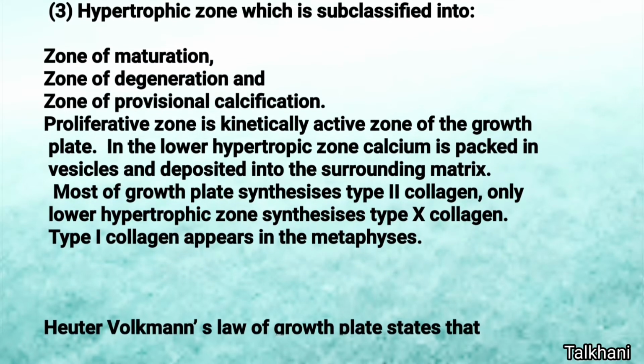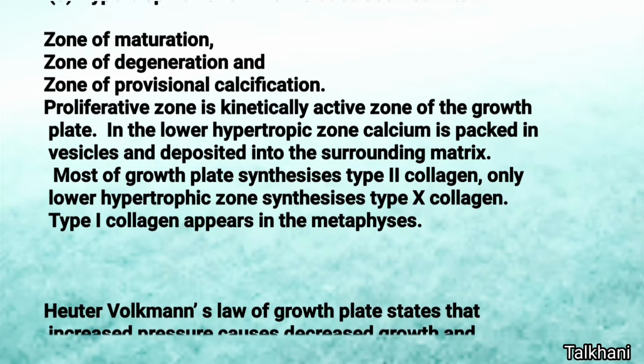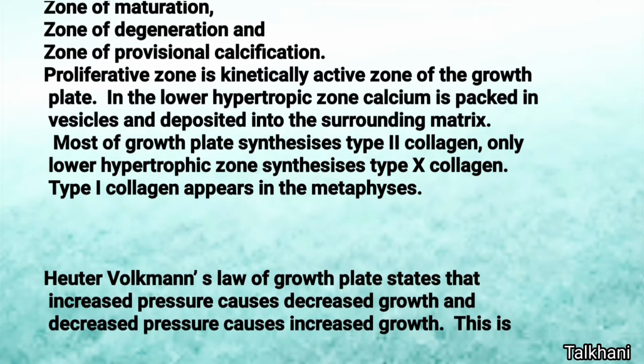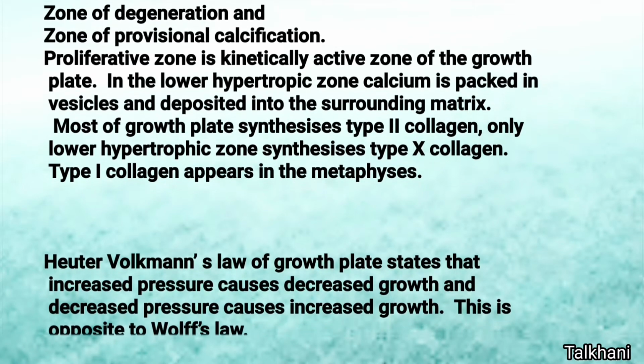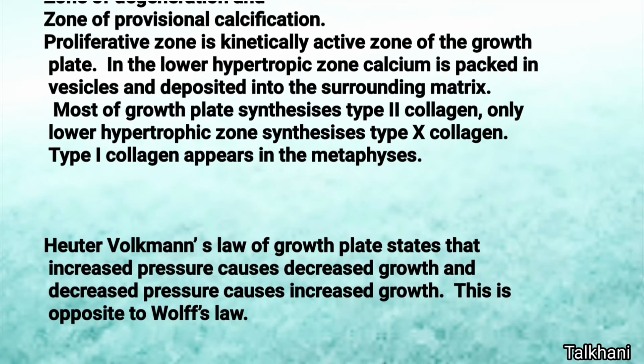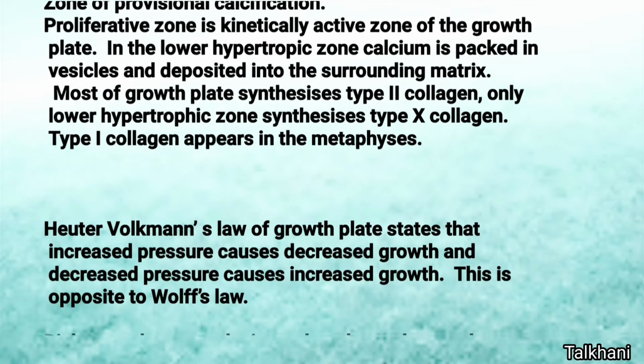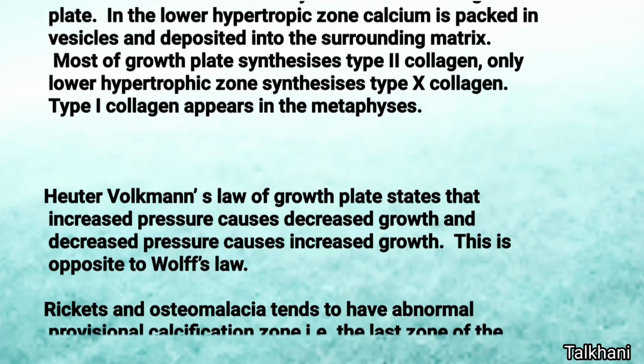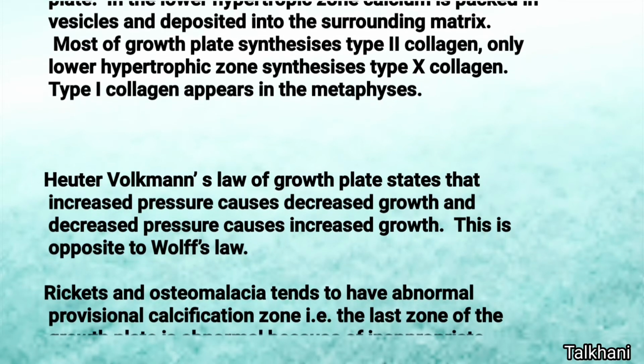Hueter-Volkmann law is opposite to that of Wolff's law of bone remodeling. Rickets and osteomalacia tend to have abnormal provisional calcification zone because of inappropriate calcification. Mucopolysaccharidosis affects the maturation and degenerative part of the hypertrophic zone.